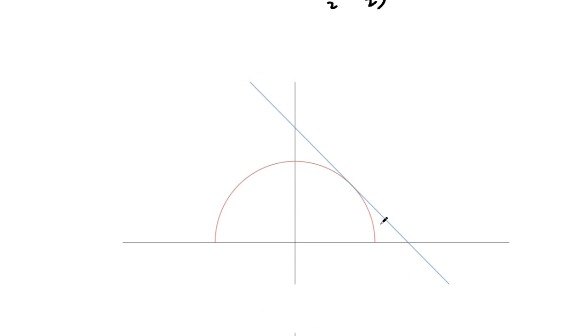Here's the same graph with the tangent line at that point, square root of 2 over 2, square root of 2 over 2. The slope of the tangent line at that point is negative 1. Now the slope at the point 0, 1, which is here, should be 0. Let's verify this by finding the derivative.